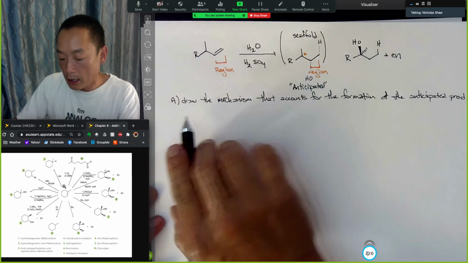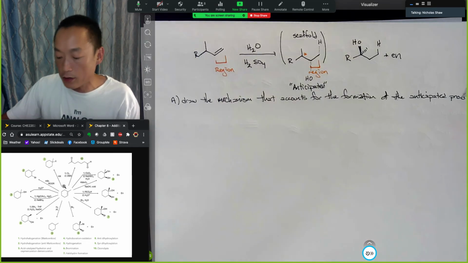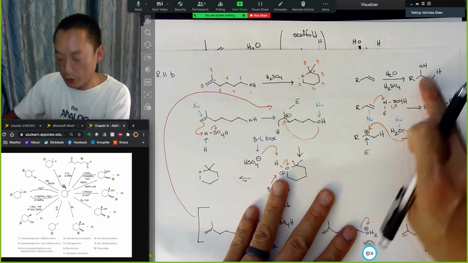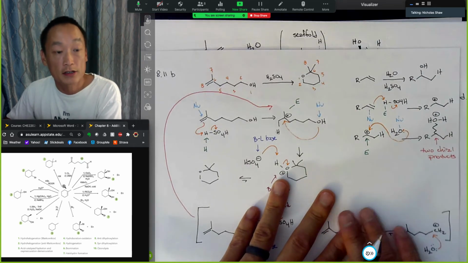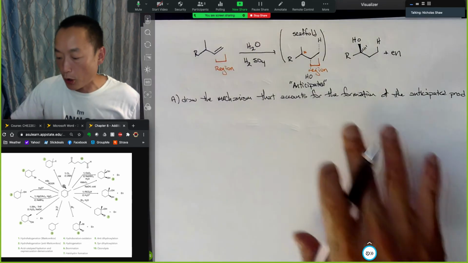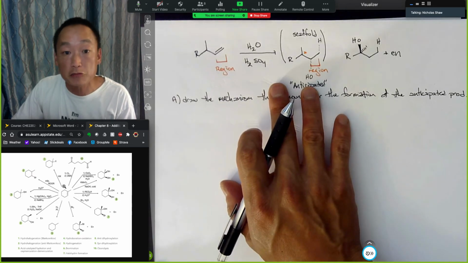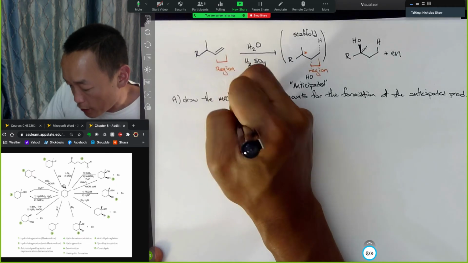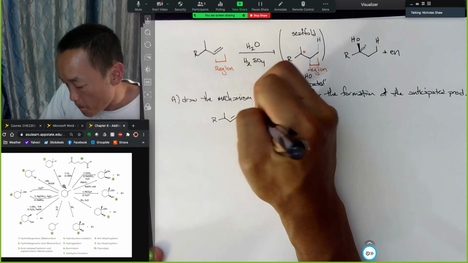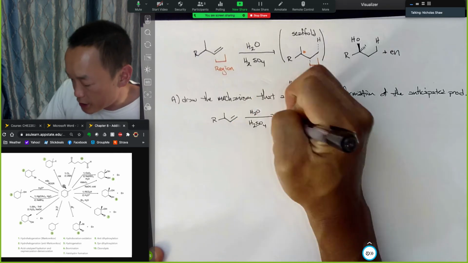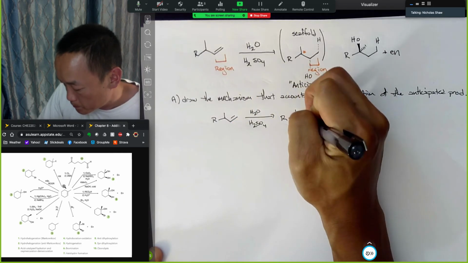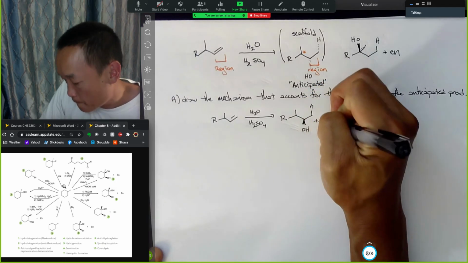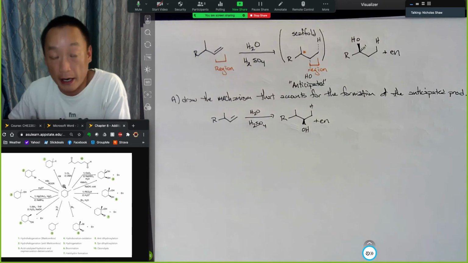Keep them coming. Draw the mechanism that accounts for the formation of the anticipated product. That's really what we did with something like this mechanism right here. And since that isn't necessarily a departure from what we've seen in class, I wouldn't give you very much. Maybe I just say, draw the mechanism that accounts for the formation of the anticipated product. Like that. And you'd have to generate the whole thing by yourself.